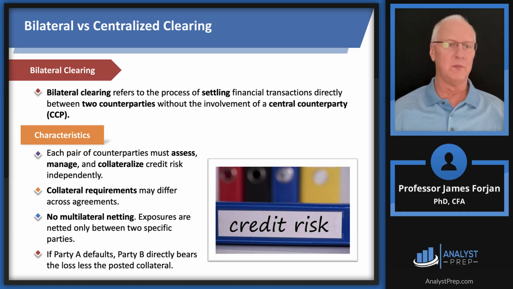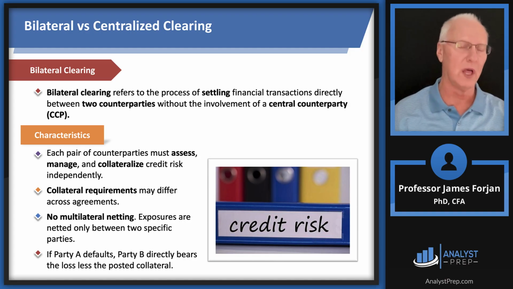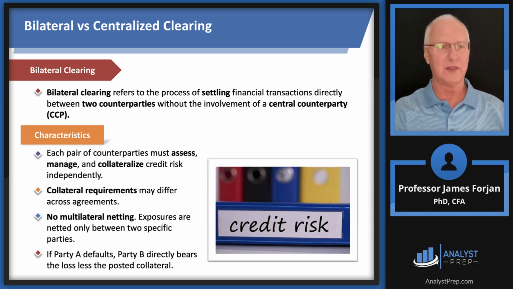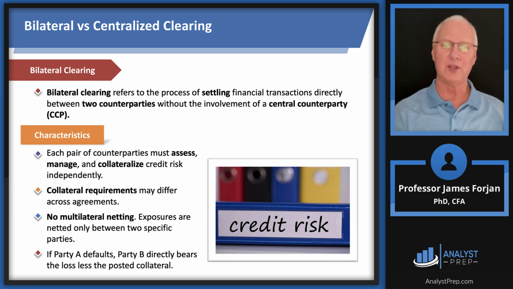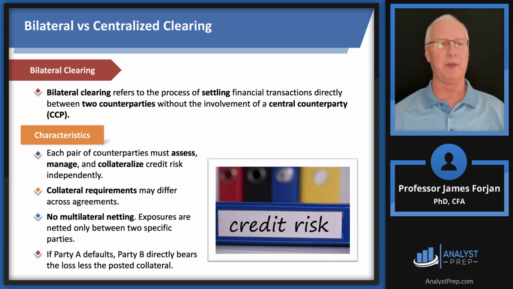But if I'm Jim's weak Straw Bank and I want to enter a trade with you, well, then you need to do lots and lots of research on me. So look at that first diamond point: assess, manage, collateralize, all that kind of good stuff. We probably don't have multilateral netting, so it's just going to be between you and me. What did I say? Jim's Straw Bank. That can't be a good thing.